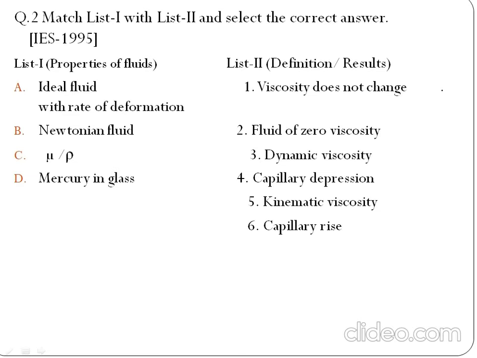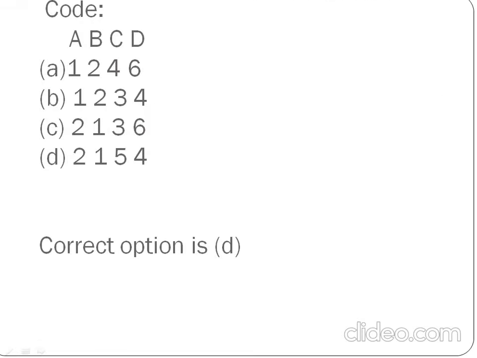Question 2. Match list 1 and list 2 and select the correct answer. Here list 1 is A ideal fluid with rate of deformation, option B Newtonian fluid, option C mu by rho, option D mercury in glass. List 2 definition and results. 1. Viscosity does not change. 2. Fluid of zero viscosity. 3. Dynamic viscosity. 4. Capillary depression. 5. Kinematic viscosity. 6. Capillary rise. So correct answer is option D.